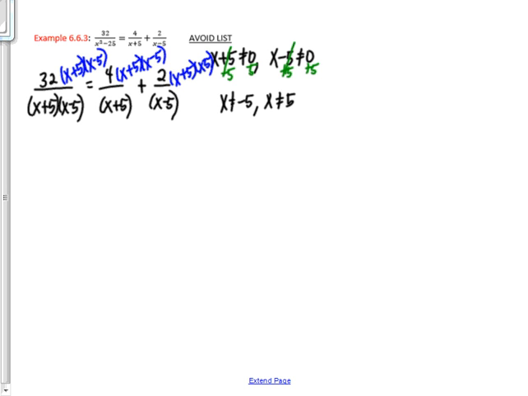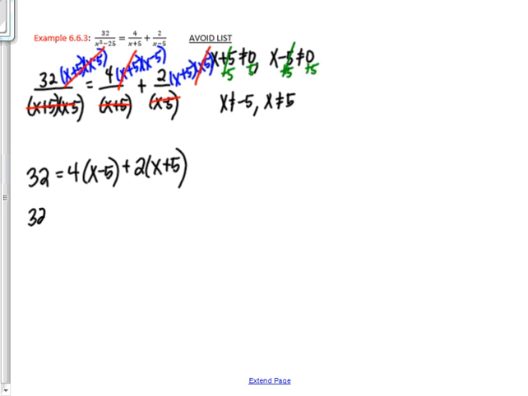And let's cancel out. So I cancel out both of them over here, the x plus 5's here and the x minus 5's here. So let's write what we got left. We got 32 equals 4 times x minus 5 plus 2 times x plus 5.